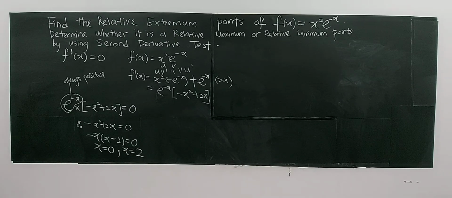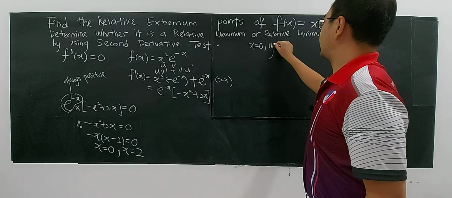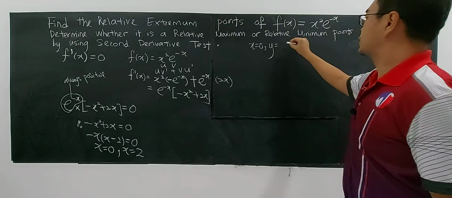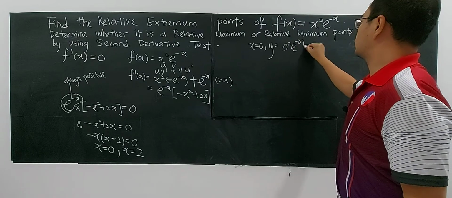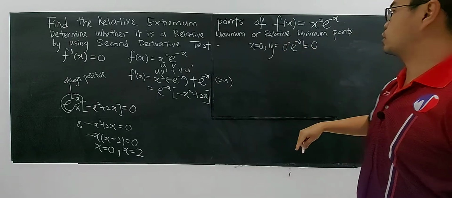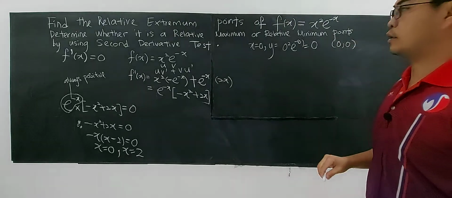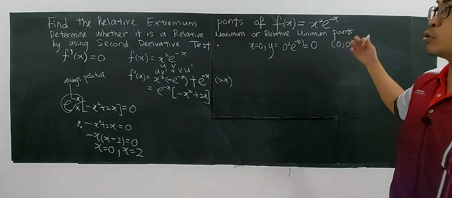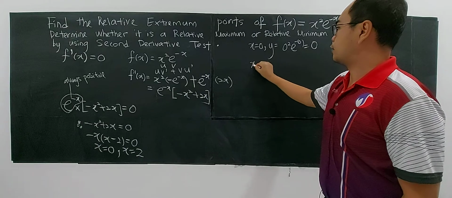For now, I have to find the coordinates of these two points first. Substituting x equals 0 into the function, y will be 0 squared times e to the power of negative 0, so you get 0. This is one of the relative extremum points, but we don't know whether it is a maximum or minimum, so we have to do some tests.